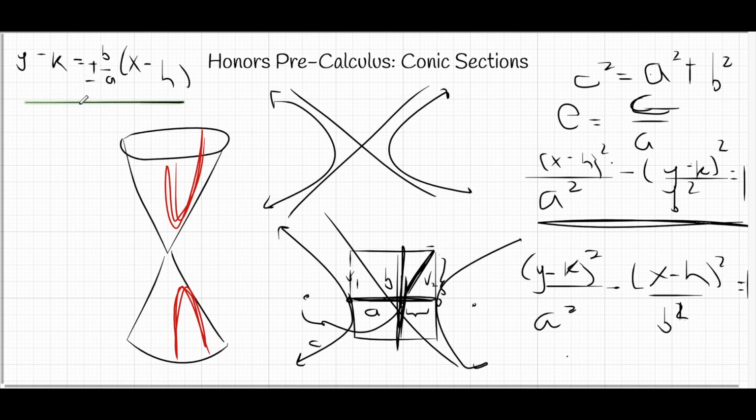Now let's do it for the vertical. As you may imagine, it's going to be the same thing except b and a are swapped. We have plus or minus in front, and then a over b times x minus h.